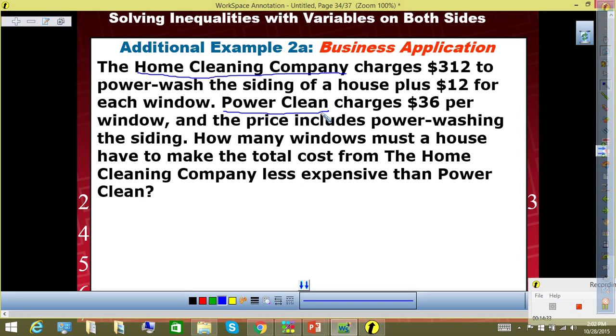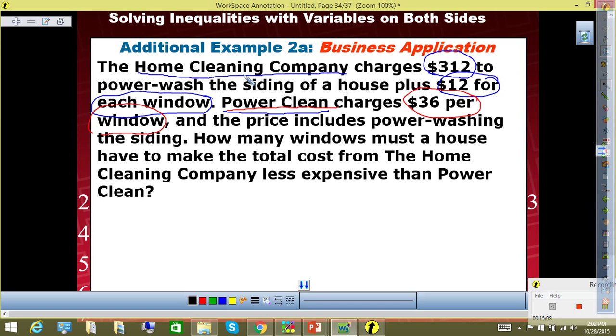Let's circle now for the Home Cleaning Company the cost. So it's $312 right off the bat, and they charge $12 per window. All right. For the Power Clean company, they charge $36 per window. But do they have any extra charge other than that? No. All right. So with that said, let's go to our table.